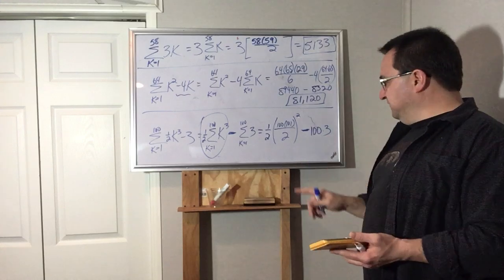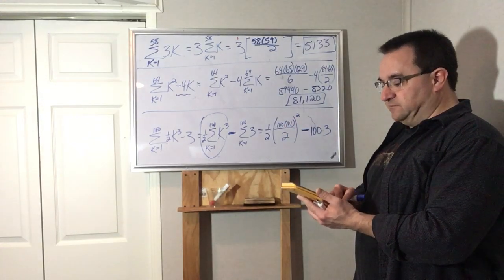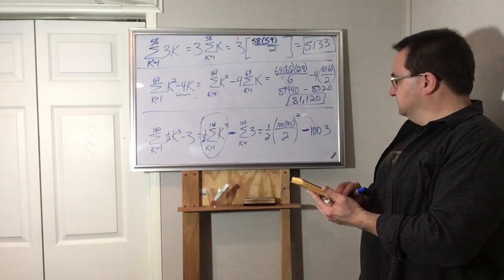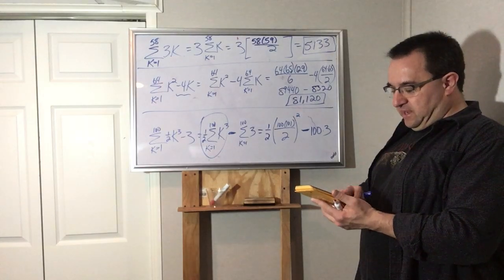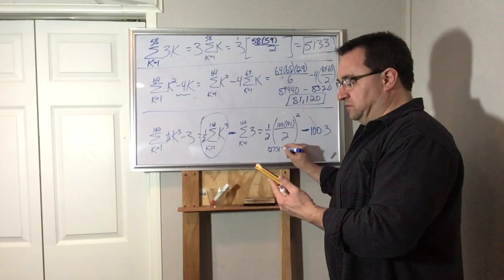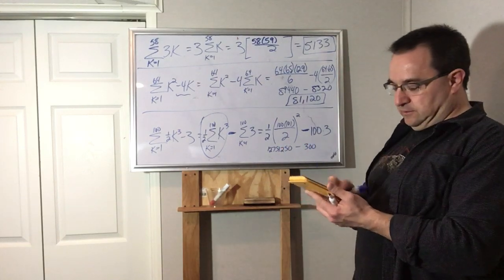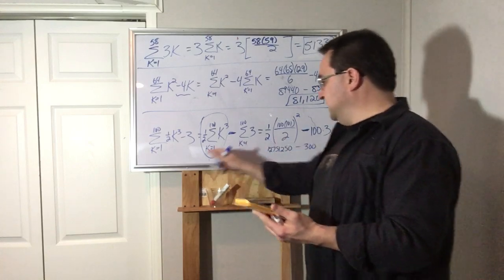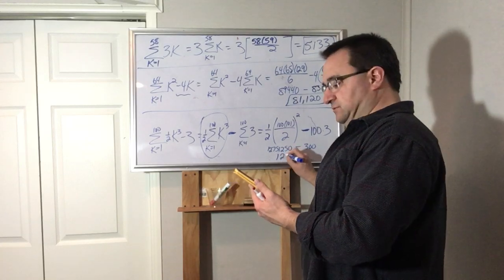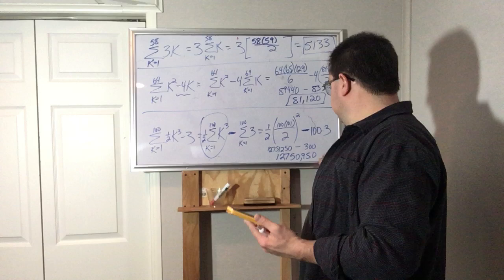So now I have to be careful. So I'm going to work from the parentheses first. 100 times 101 over 2. I'm going to square that. And then I'm going to multiply by a half. 12,751,250 minus 300. So my final answer for this problem would be 12,750,950.